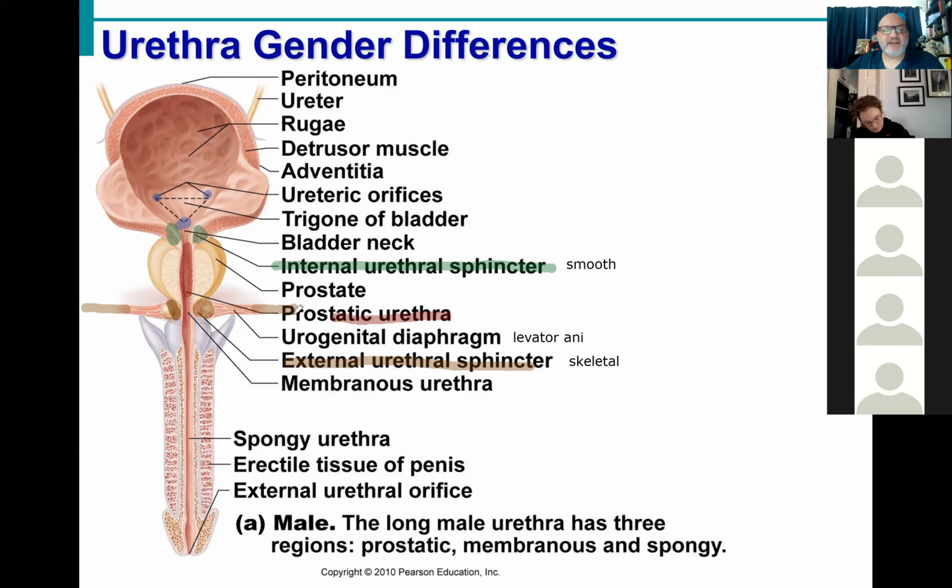There is the very, very small region of the urethra that passes through the urogenital diaphragm, that passes through the external urethral sphincter, known as the membranous urethra. I don't have a good explanation for why it's called that, but it is. And lastly, there is the portion of the urethra that passes through the penis. As such, it is known as the penile urethra.